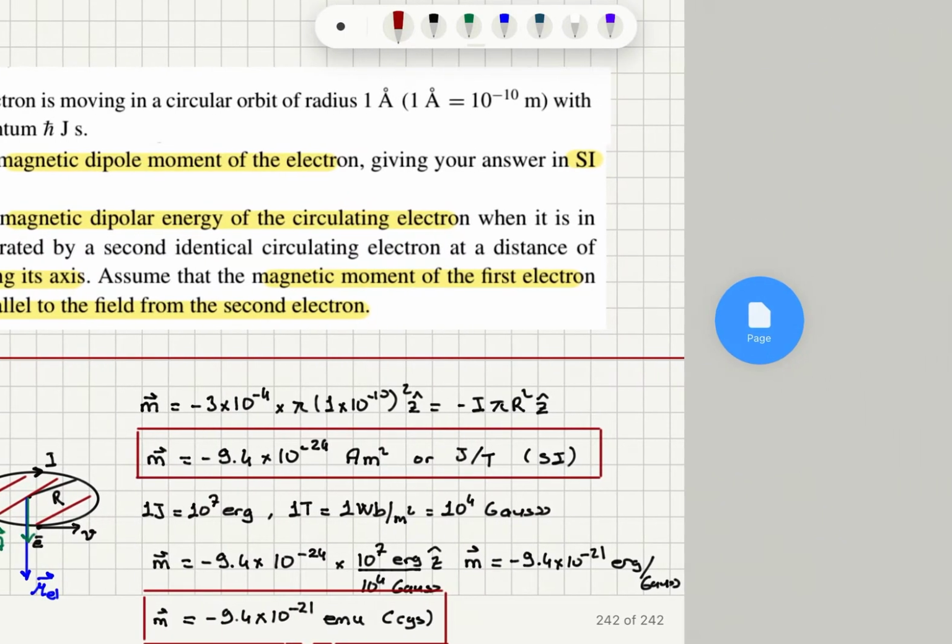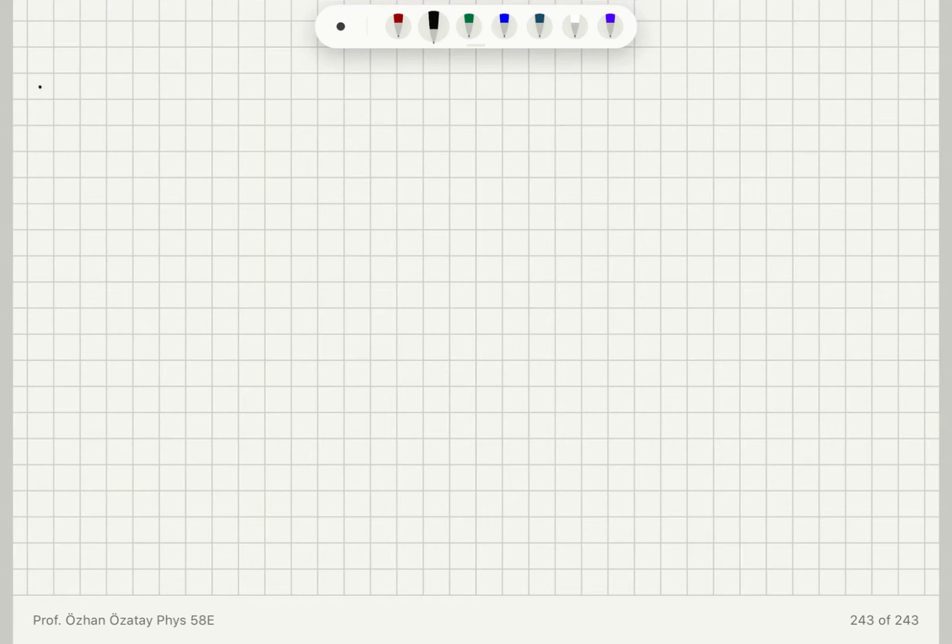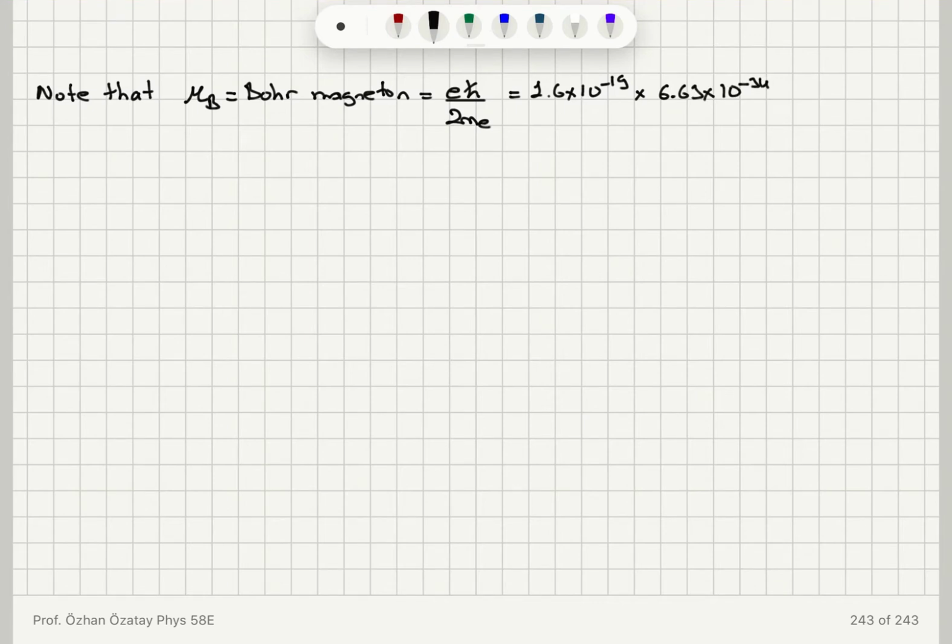Now, I want to note that there is an interesting result here. The magnetic dipole moment can be given in terms of a Bohr magneton. A Bohr magneton is equal to e h bar divided by twice the mass of the electron. So it is 1.6 times 10 to minus 19 coulombs, times 6.63 times 10 to minus 34 joule seconds divided by 2 pi, so it would be 4 pi times 9.11 times 10 to minus 31 kilograms, and this actually gives us 9.4 times 10 to minus 24 joules per Tesla.